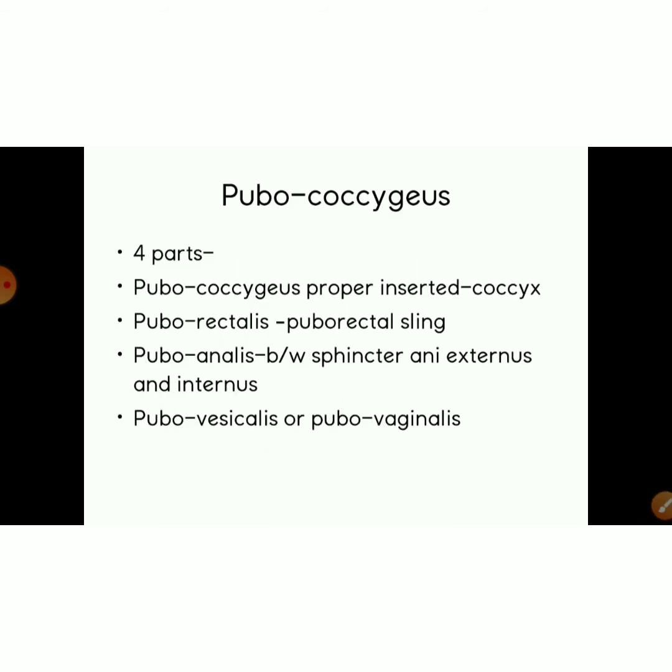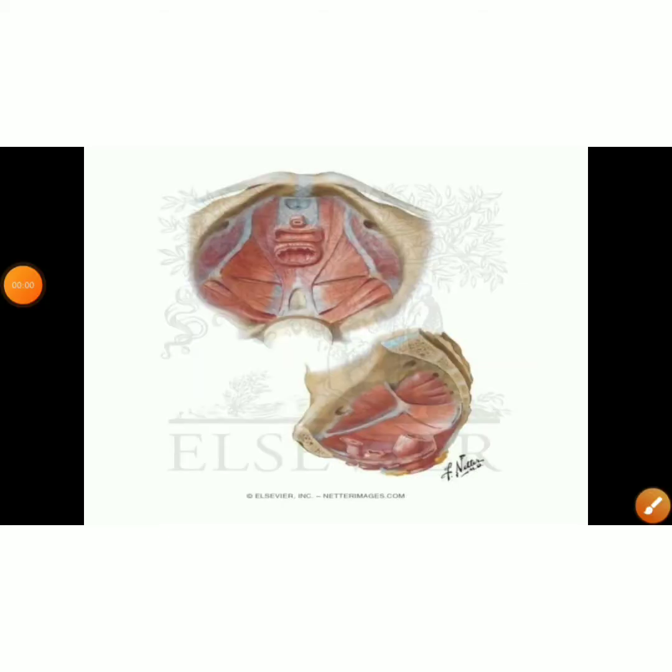Now coming to the pubococcygeus. This pubococcygeus arises from the anterior half of the white line and from the body of pubis, and according to the insertion it can be named as pubococcygeus proper. So this pubococcygeus proper is the most posterior fibers. It will overlap the pelvic surface of the iliococcygeus and are inserted into the anococcygeal raphe and the tip of the coccyx.